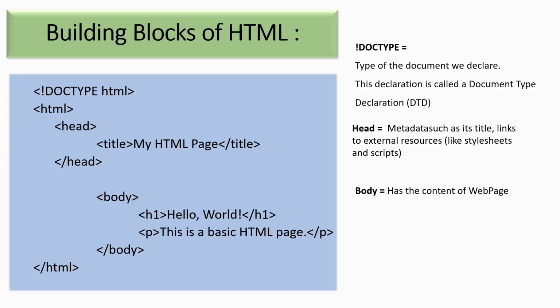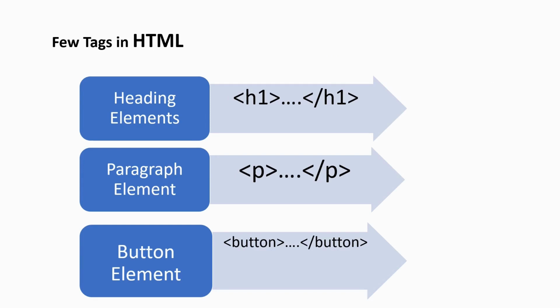The body tag contains the content of the web page, like a few elements such as a heading element or a paragraph element. Here are the few tags in HTML: heading elements, paragraph elements, and button elements. Let's see how these are implemented in VS Code.